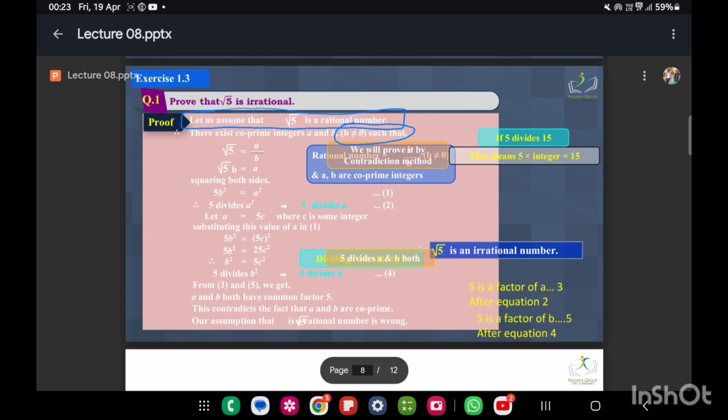Then the next step is, root 5 is equal to a by b. Root 5 is equal to a by b. So much is given here that is not at all necessary, so I will go and take a new page for this topic.